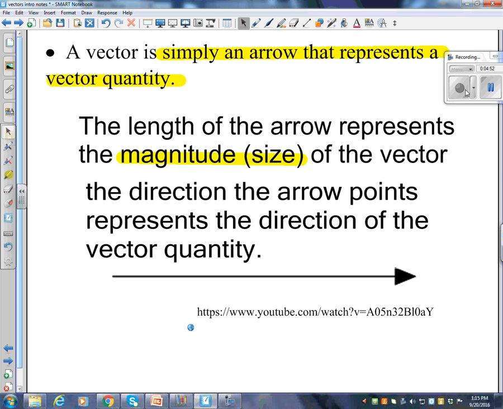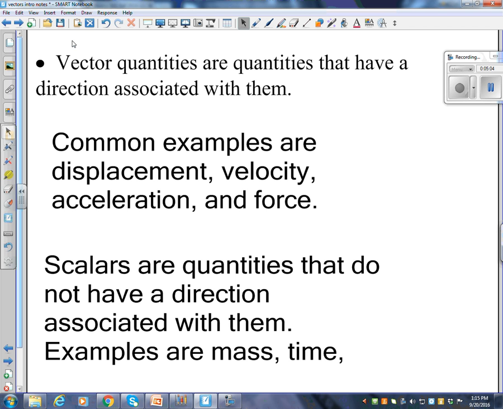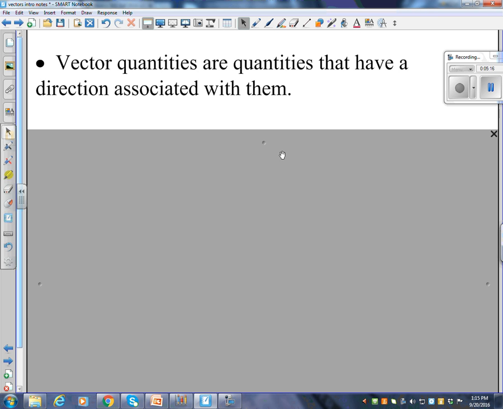So a vector has what two things out of it? Direction and magnitude. Vector quantities are quantities that have a direction associated with them. They have size and direction. Magnitude and direction associated with them. Will you remember it now for the rest of your life? Sadly, yes. That is my job. No, no you won't. Vector quantities are quantities that have a magnitude and direction associated with them.